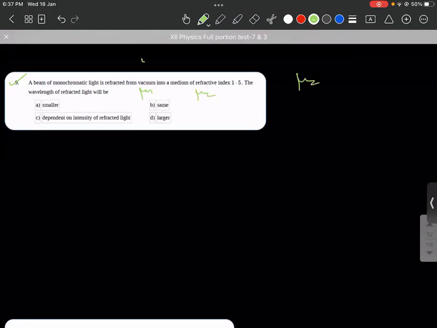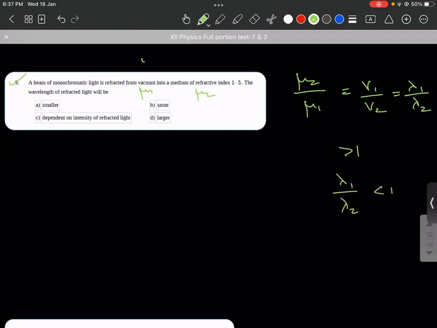You want to take mu2 by mu1 is equal to v1 by v2, am I right? Sir, lambda 1 by lambda 2. Yeah, it is lambda 1 by lambda 2 because the frequency will be the same, so they get cancelled out. Right. Got it, sir, I know where I went wrong. You understood? Yes. Lambda 1 by lambda 2 will be greater than 1, so lambda 1 is greater than lambda 2. The wavelength of refracted light will be smaller.